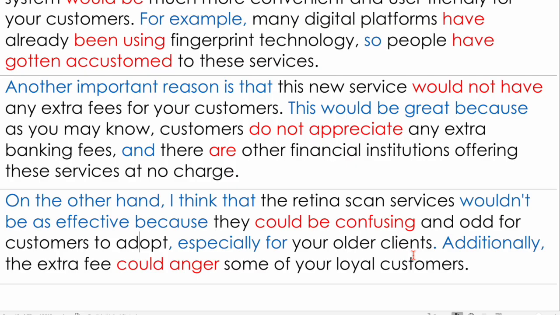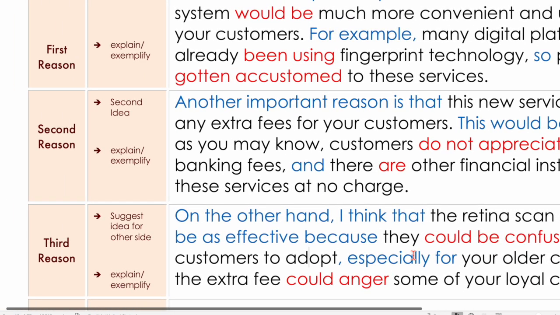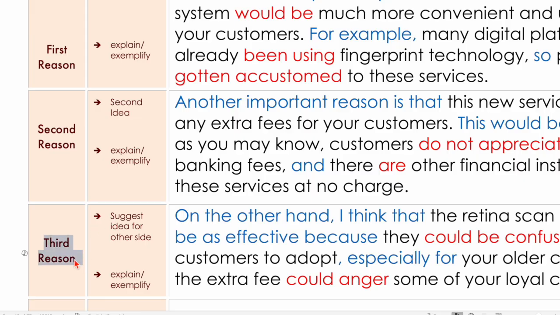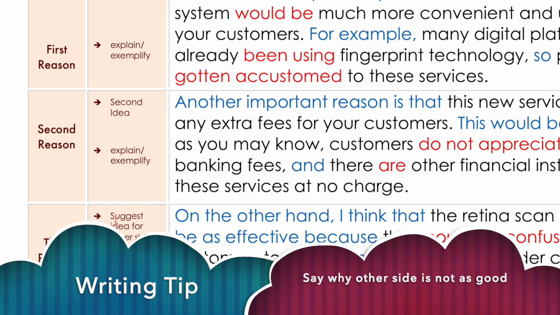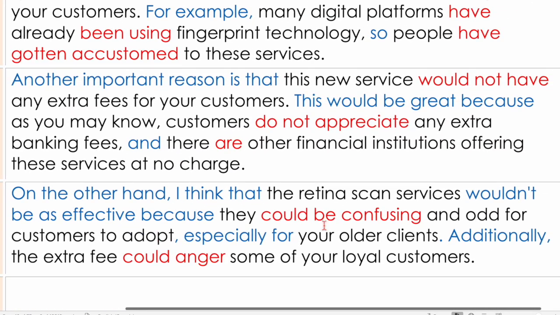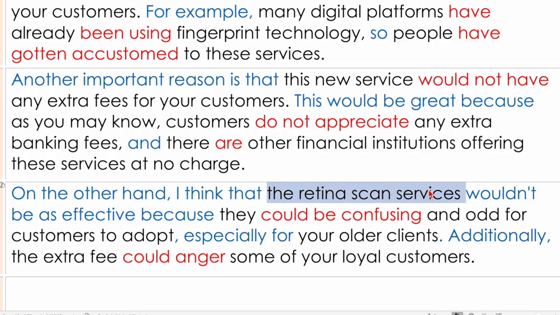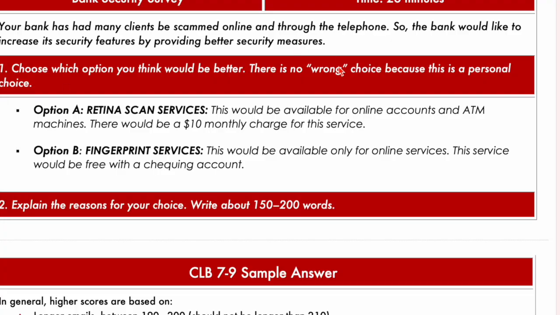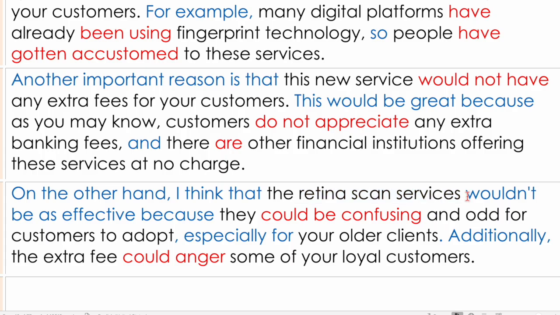Now, just to explain this reason, everyone, and it's a very strong recommendation. If you add a third reason, a very good way for you to analyze that is to suggest an idea for the other side, or say why the other side is not good. Look very carefully. It says here, the retina scan services, the other option. Because remember, we had the two options here, retina scan services, fingerprint services. We chose fingerprint services. So now for our third idea, we suggested something of why the retina scan services wouldn't be effective. Wouldn't be as effective. You see? Wouldn't be as effective.